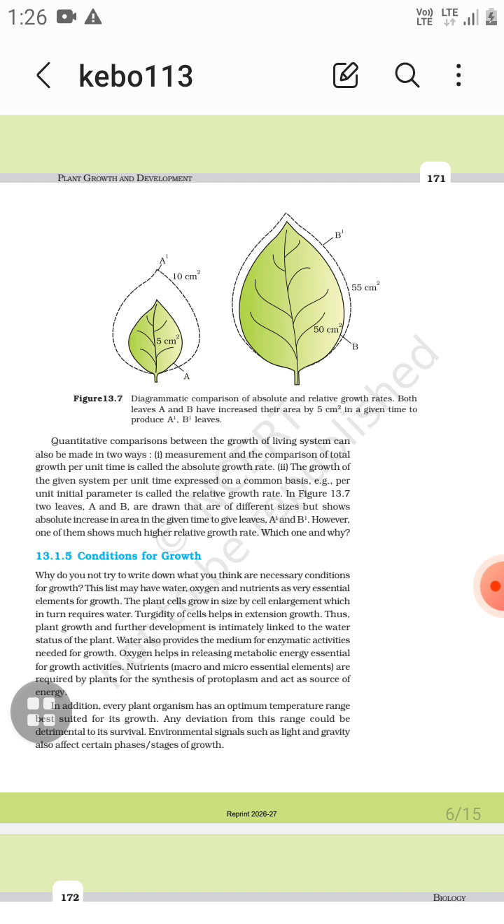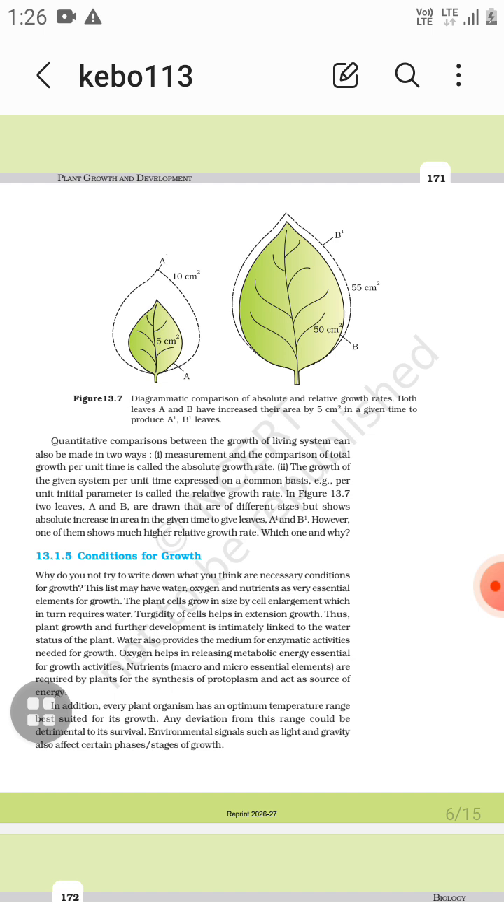As it's also given, the definitions are: there are two ways that we can compare this growth. First, measurement and the comparison of total growth per unit time is called the absolute growth rate.